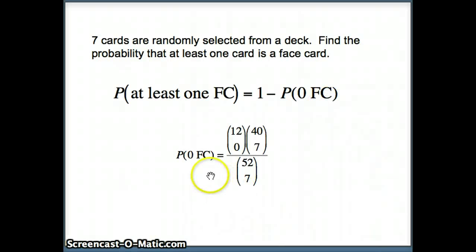So for 0 face cards, what are we going to have? 12 face cards, we want 0. 40 other cards, 40 non-face cards, and we want 7, since we're choosing 7 cards from this deck, divided by 52 cards total. Notice 12 plus 40 is 52. Choose 7, 0 plus 7 is 7. So again, let's go to Excel to work on these numbers.